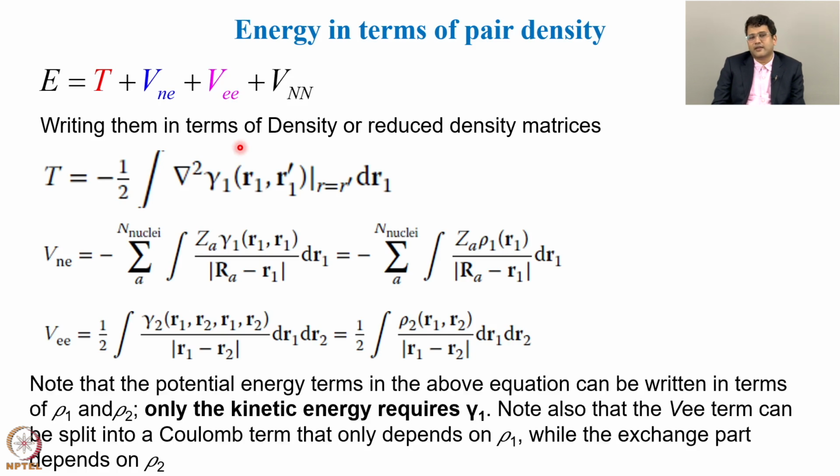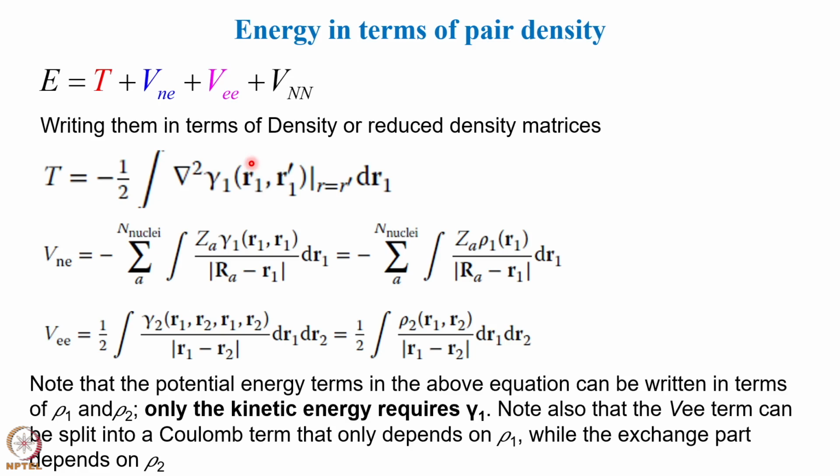The potential energy in this case, the Ne and the ee, can be written in terms of rho 1 and rho 2. So, the nuclear electron potential energy can be written only in terms of the density, not the density matrix. I do not need rho 1, whereas the kinetic energy is the only part where I need a density matrix. So, see, kinetic energy cannot be written in terms of density alone, it needs to be written as a density matrix. Stop the lecture video here and think about it a little bit.